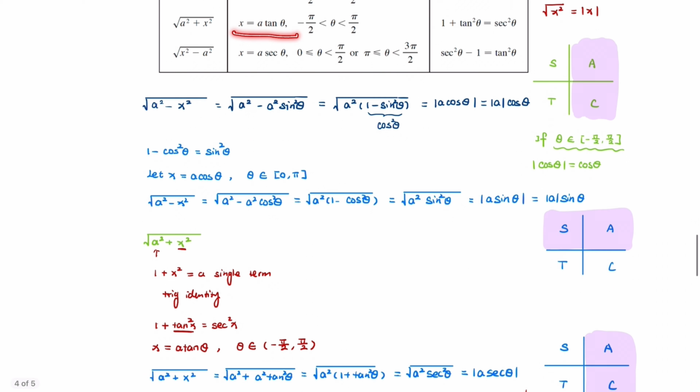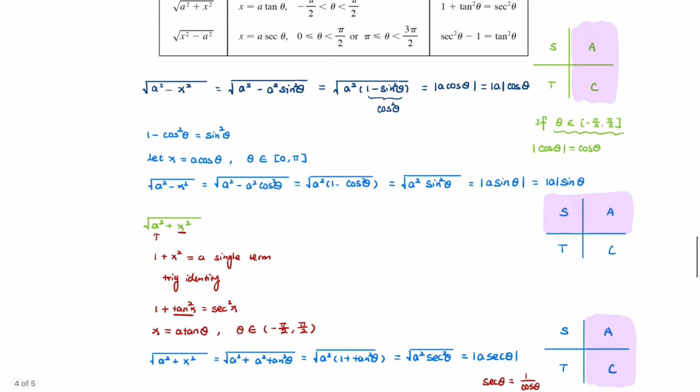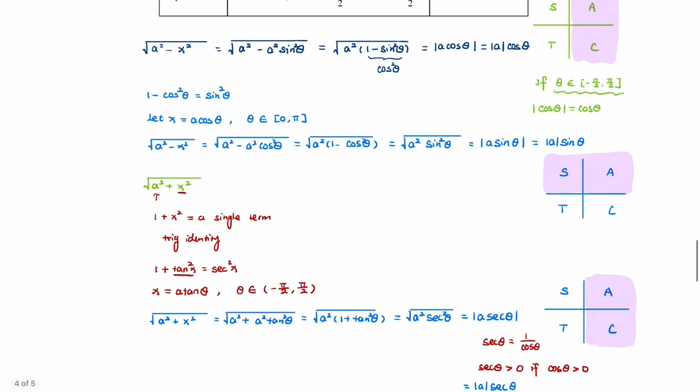So that's the second one, and you can see that it's exactly what's written in the table. We set x as a tangent theta, and I want my theta to be in this region because that's when my secant theta is positive.